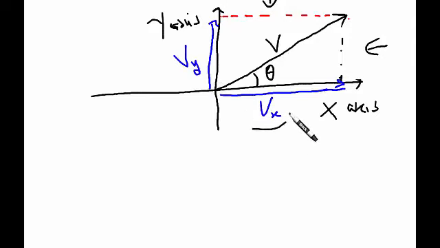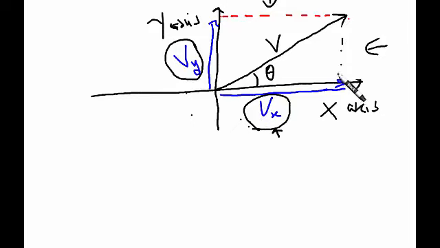So this reflection of v along the horizontal axis is vx, and this image, the reflection of v along the y-axis, is vy. These are what are called the components of v: the horizontal component vx and the vertical component vy.